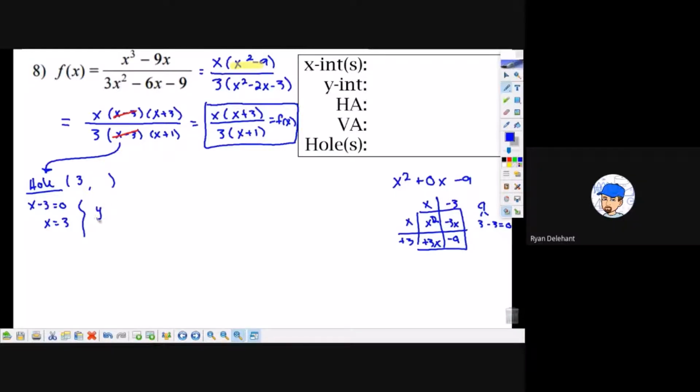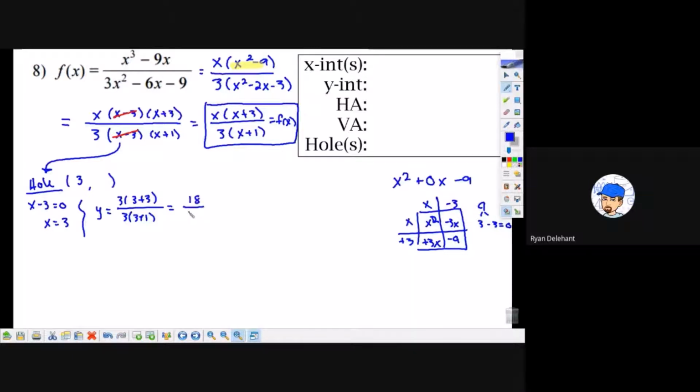So to find the y, I use what's left over after I factored, and I plug in 3 for all the x's. So this is 3 times 3 plus 3 over 3 times 3 plus 1. So that is 27 over 12. No. 4 times 3 is 12. Oh, it's 18. I did 3 times 3 times 3. Hey, don't ever do all your simple math in your head after you do all the hard stuff.